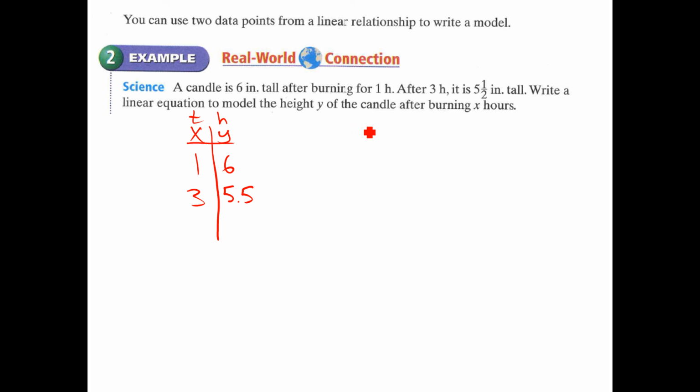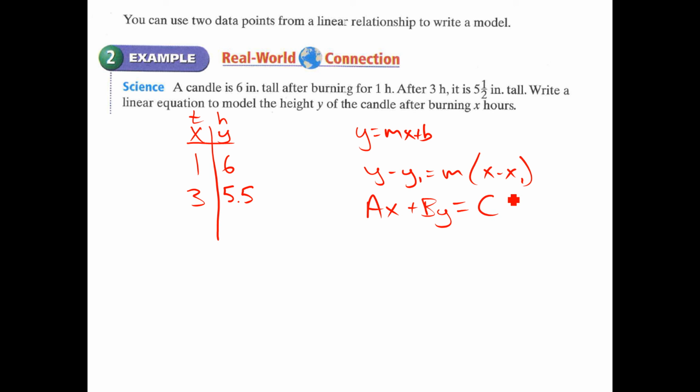So we have 3 different types of equations. We've got y equals mx plus b. We've got y minus y1 equals m times x minus x1. And we have standard form, but we're not usually going to use standard form to solve, ax plus by equals c. You're going to come up with standard form after getting the numbers. So we're really only going to use these 2 forms.